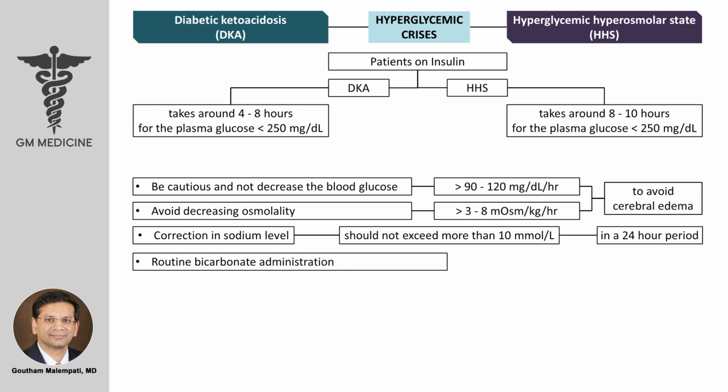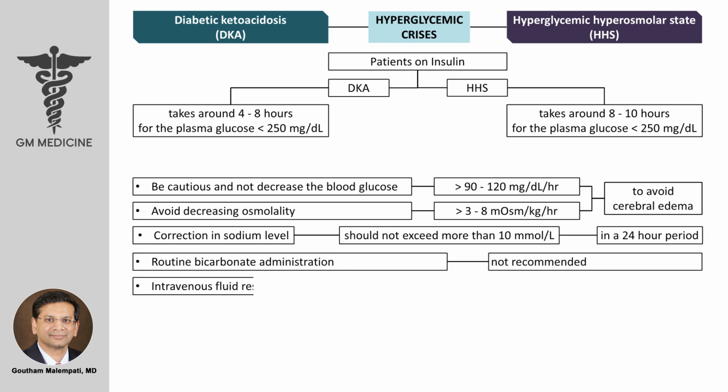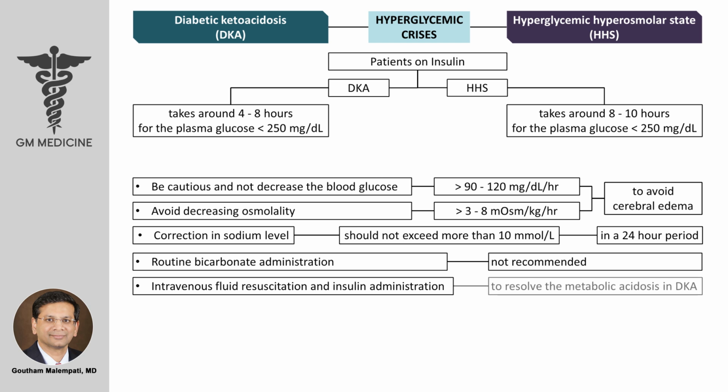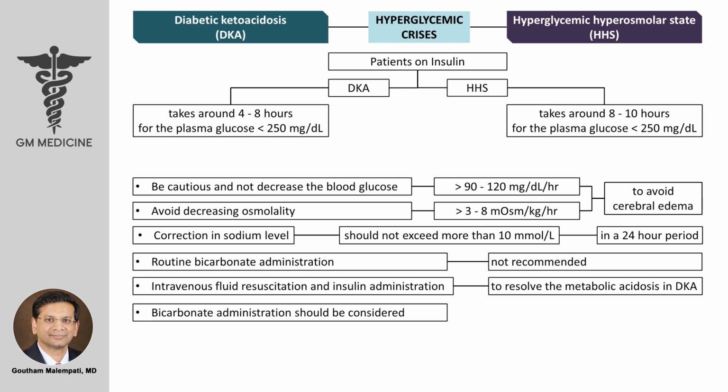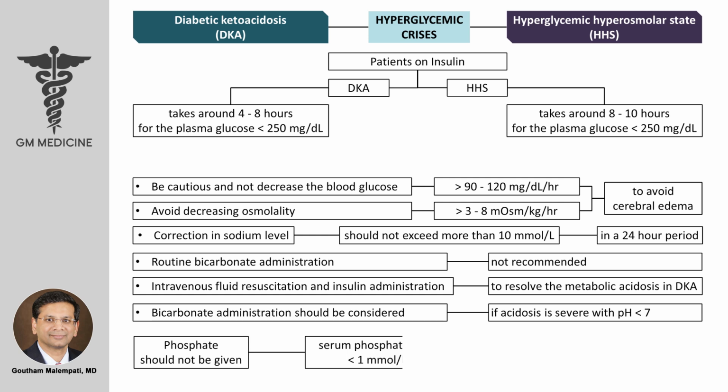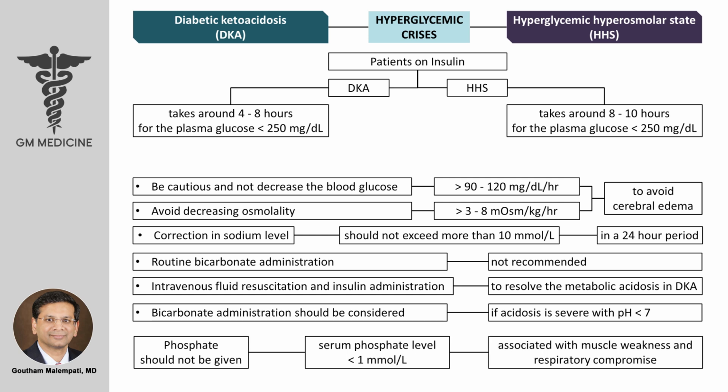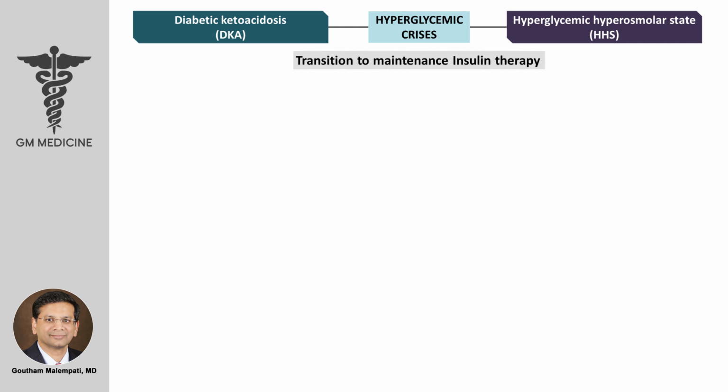Routine bicarbonate administration is not recommended. Intravenous fluid resuscitation and insulin administration are usually sufficient to resolve the metabolic acidosis in DKA. However, bicarbonate administration should be considered if acidosis is severe with pH of less than 7. Phosphate should not be given unless serum phosphate level is less than 1 millimole per liter and associated with muscle weakness and respiratory compromise.